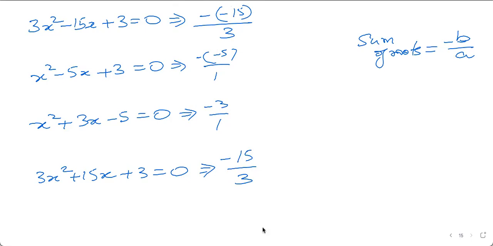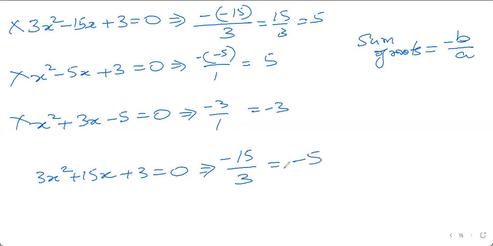Check this. Khadija, this is where you got it wrong. Now when you simplify this further, this is 15 by 3, which is 5. But we need -5, so this is not the answer. When we simplify this, we are getting 5, but we need -5. This is also not the answer. This is -3. We need -5. This is not the answer. Now this is -5. So it is the correct answer. It is the correct answer.